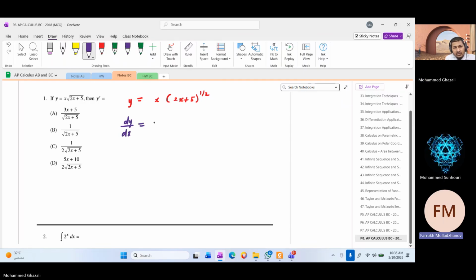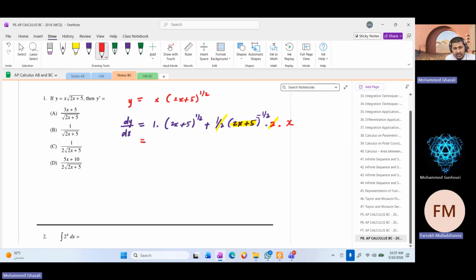We're using the product rule and the chain rule. Differentiate x, you get 1. Leave the (2x plus 5) to the power half. Plus, the second part: the derivative of (2x plus 5) to the power half is 1 over 2 times (2x plus 5) to the power negative half, times x, times the derivative of the inside. The derivative of the inside, 2x plus 5, is 2, and leave the x.